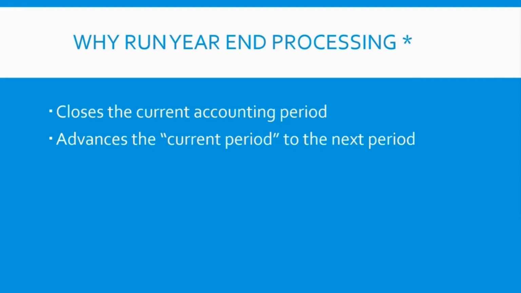The second reason is it will advance the current period in the module to the next period. As part of the year-end process, it'll automatically advance the current period in the module to the next period in the year. So it automatically happens when you run that process.